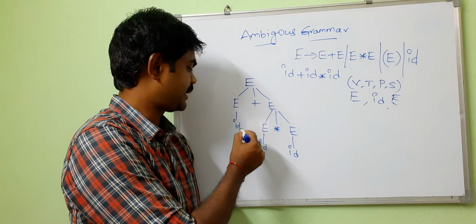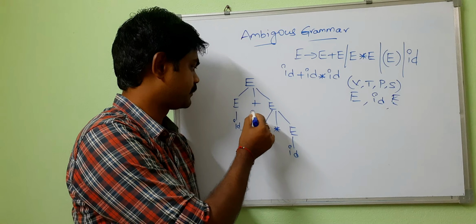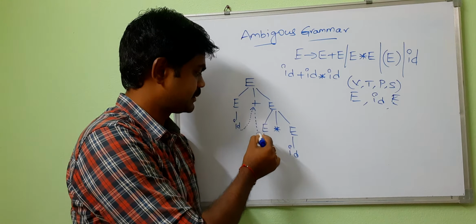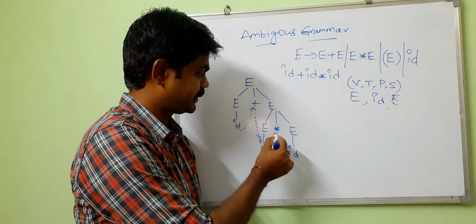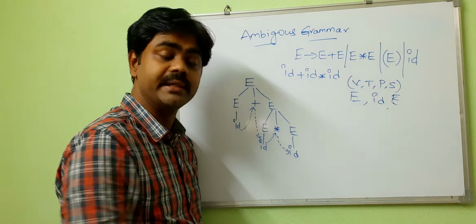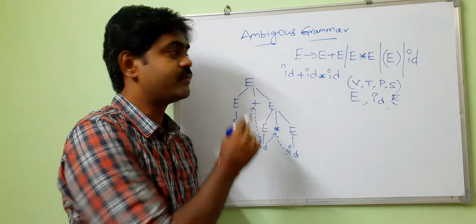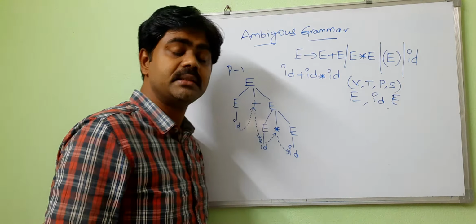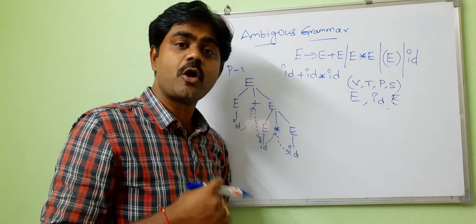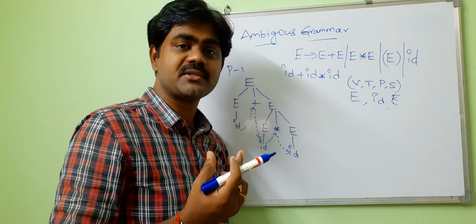So I will start from here: ID plus ID into ID. So ID plus ID into ID we got. This is parse tree 1. Let us check whether there is any option to get another parse tree.